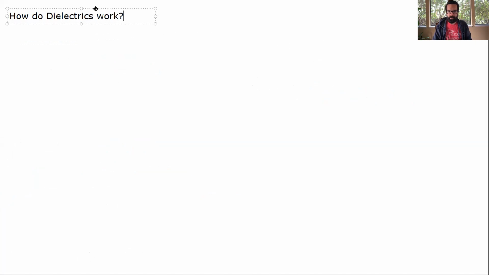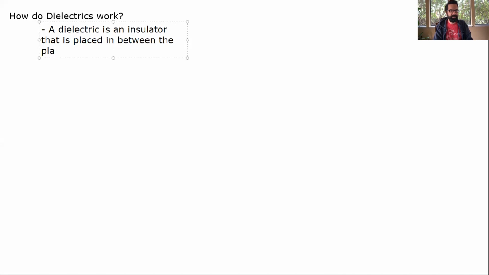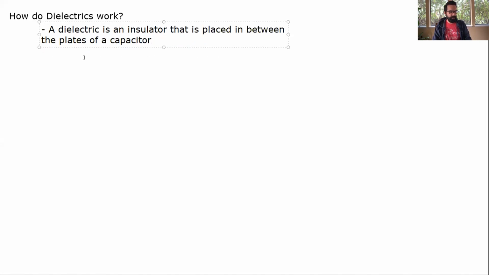All right, so first of all, a dielectric. Can I define that? A dielectric is an insulator that is placed in between the plates of a capacitor. Okay, so let me draw this out and show you how that looks.